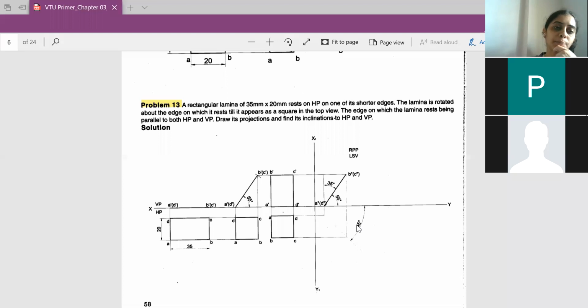So to mention the VP inclinations and cross check whether we are getting HP inclination same, we have to show the side view. So we are showing in the right profile plane and this is the side view which has been visualized from the left direction. If you are writing in the left profile plane, then you will view from the right direction. Okay, so this is how you have to solve the problem.